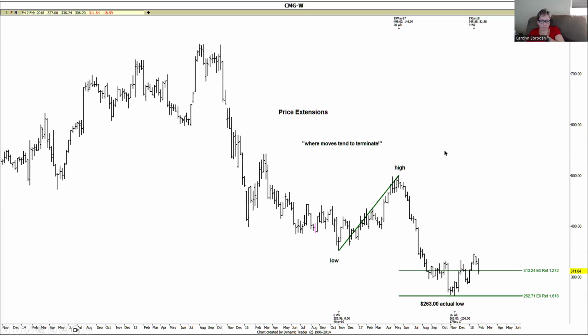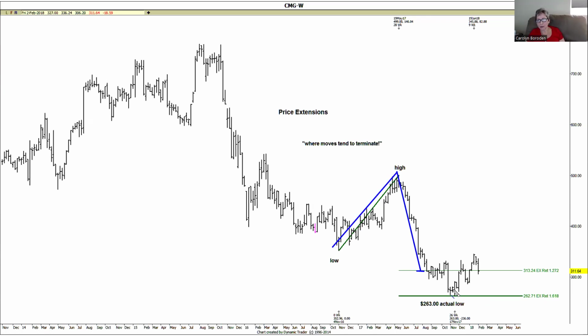Now, this is a pretty old example, but just a good one. This is a weekly chart on CMG. Sometimes, you'll have these moves and they seem like they go on forever. Well, you really want to know, where might this move terminate? So in this case, CMG, we had a prior major low to high swing, ran the extensions. Now we barely saw a stall at the 1272 extension, but at the 1618 extension that came in at 262.71, you saw a beautiful rally.